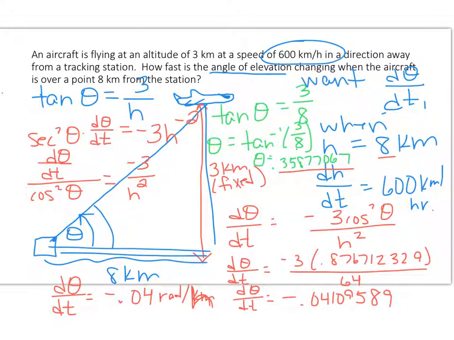And that makes sense, because if the plane starts up here, it's a really big angle, and as the plane's coming further and further away, the angle is getting smaller and smaller. So that negative on my answer is telling me that it is decreasing. It's getting smaller as it changes.